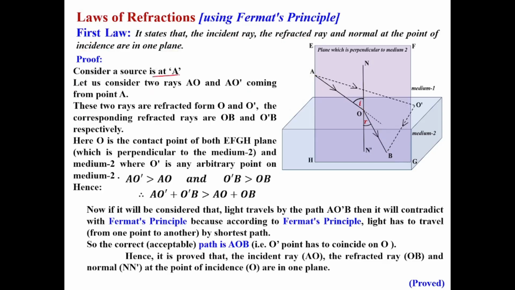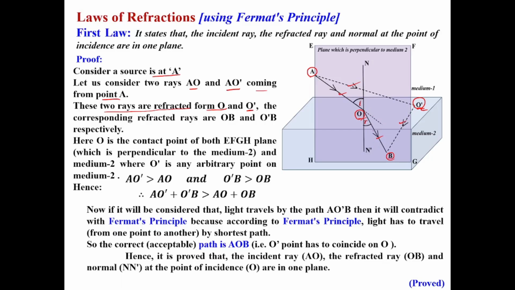Consider a source at A here. Let us consider two rays, AO and AO dash, coming from the point A. The two rays are refracted at the points O and O dash. The corresponding refracted rays are O to B, this ray, and O dash to B, this ray. So it is refracted here.